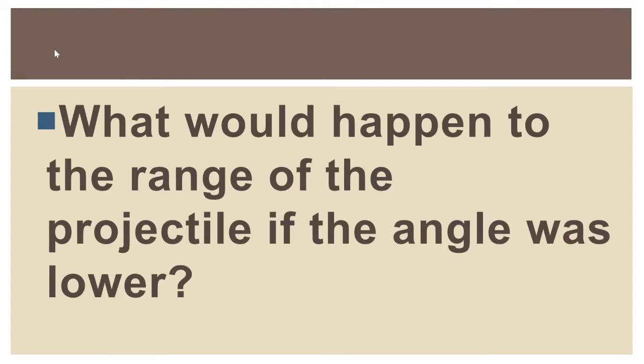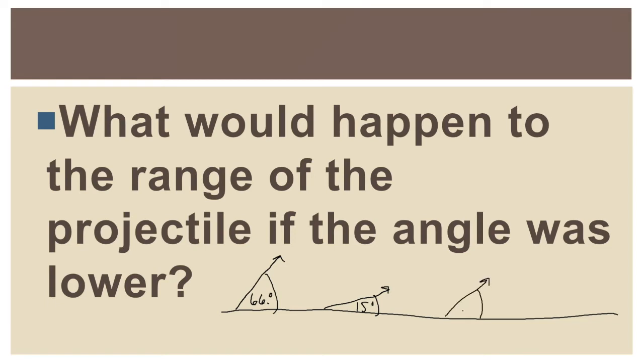Okay, so the question here that we asked was, what would happen to the range of the projectile if the angle was lower? It's important to realize that in this original situation, we had a projectile being fired from ground level at an angle of 66 degrees. And that would look something like that. So the question is, what would happen if we lowered the angle to something like, say, 15 degrees, or even something like 50 degrees?